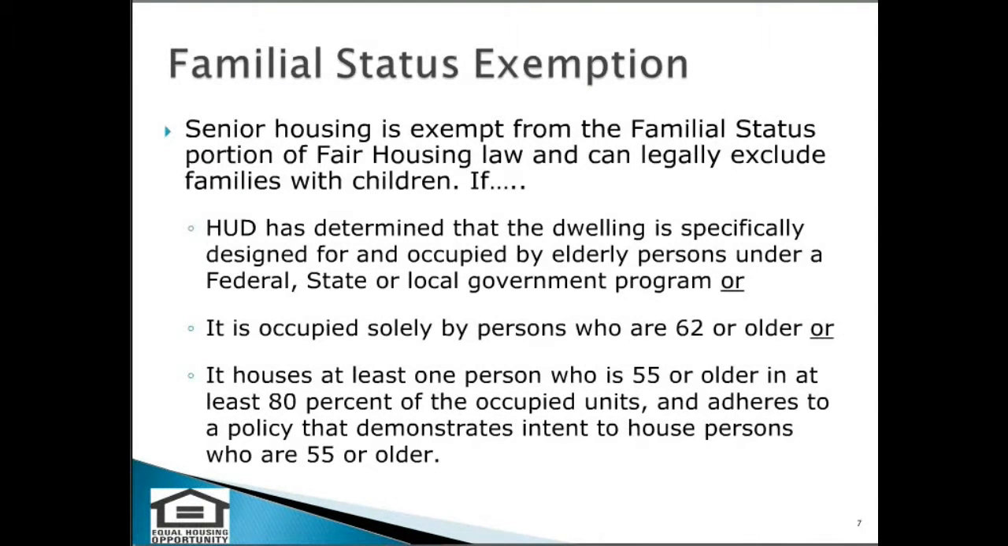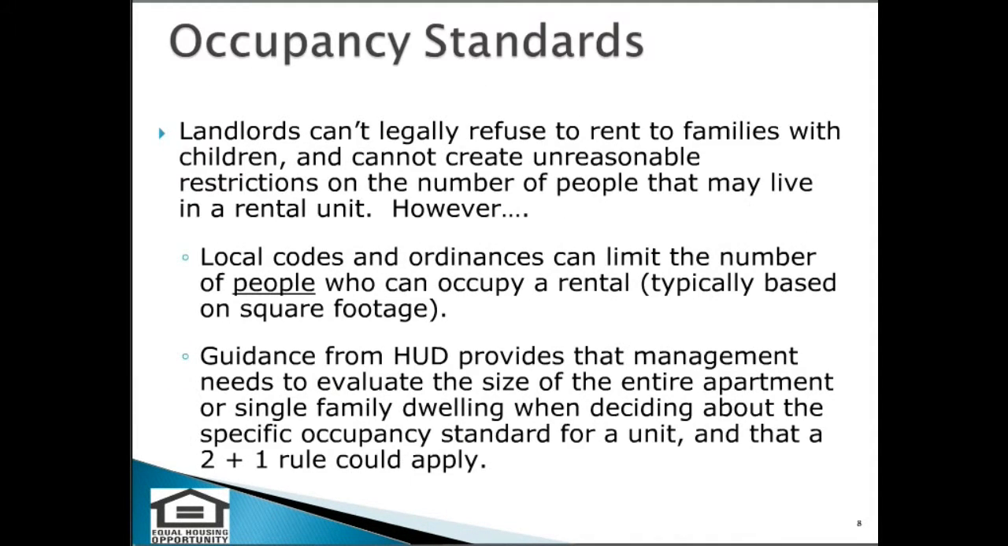Senior housing is exempt from the familial status portion of fair housing law and can legally exclude families with children if HUD has determined that the dwelling is specifically designed for and occupied by elderly persons under a federal, state, or local government program, or it is occupied solely by persons who are 62 years of age or older, or it houses at least one person who is 55 or older in at least 80% of the occupied units, and it adheres to a policy that demonstrates intent to house persons who are 55 or older.